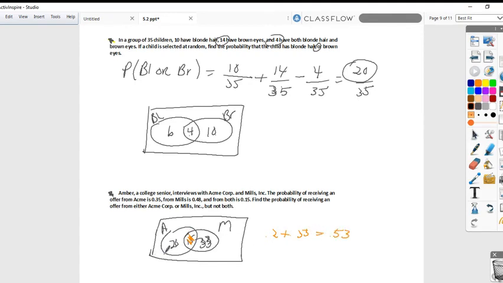Now, if you're doing this without the Venn diagram, here's what you have to do. You're going to do 35 for Acme plus 48 for Mills minus 2 15s. Here's why. You're going to have to subtract 15% once because you counted these twice. Then you're going to have to subtract the 15 again because you don't want them counted at all. You only want one or the other. So in these types of questions, I think it's easier to sometimes do the Venn diagrams.